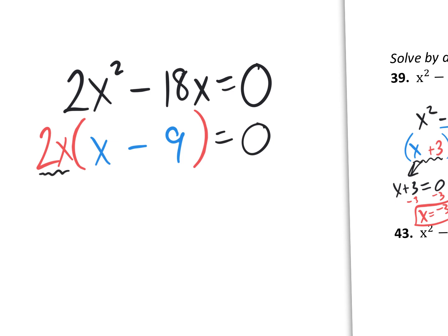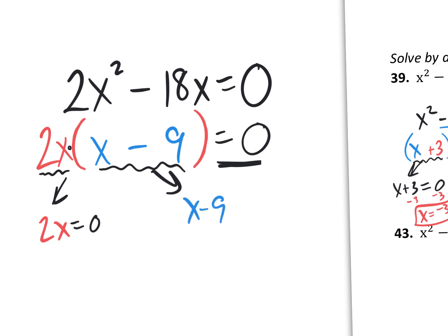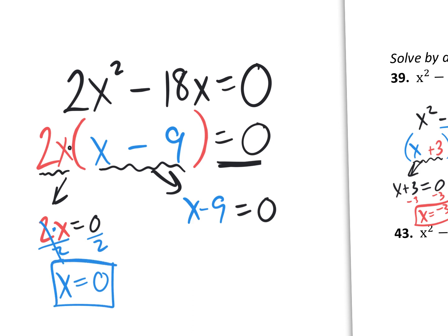Because when you have something times something else equals 0, then that first something, 2x, could be equal to 0, and/or the second something, x minus 9, could also be set equal to 0. And you solve both of them and you get your two answers. So the first answer is pretty simple. It says 2 times x, so divide by 2, divide by 2. That cancels out. X equals 0, because 0 divided by anything is still 0. So that's one answer. The other one, plus 9, you get x equals 9.